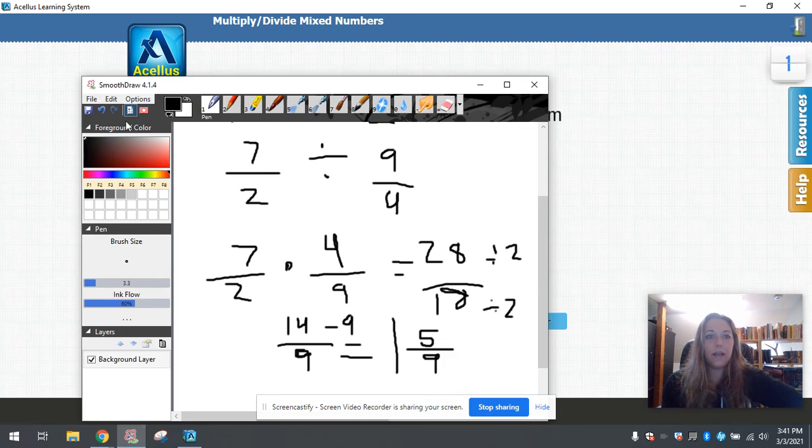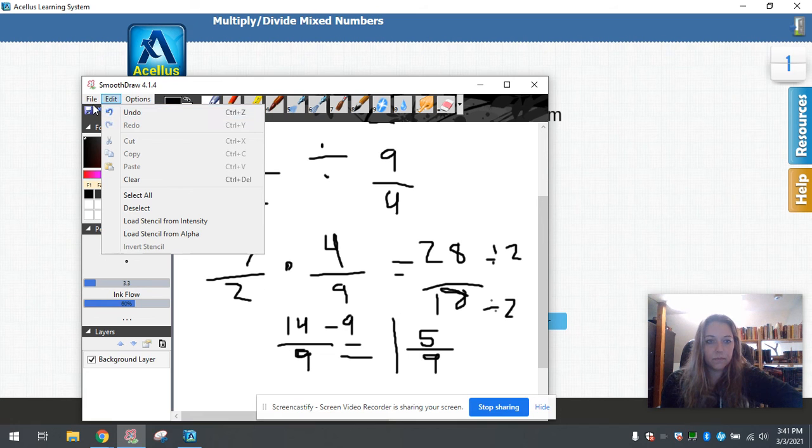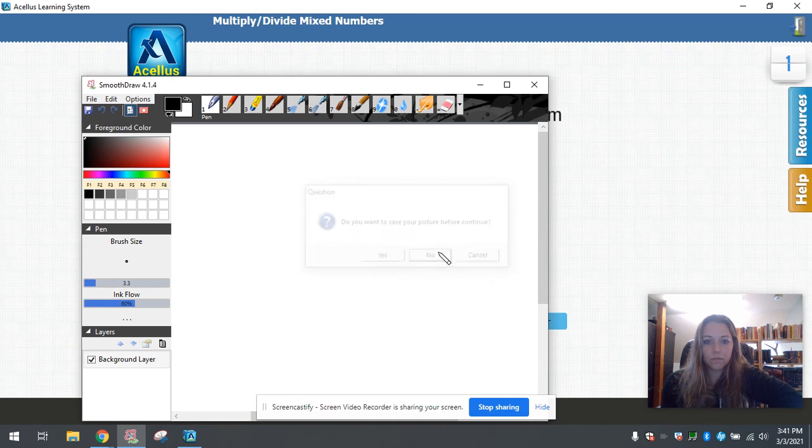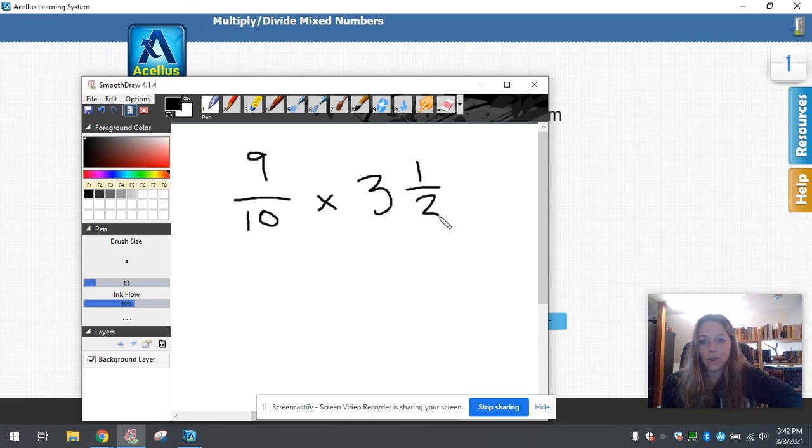9/10 times 3.5. Okay, we're going to turn these into improper fractions if they're mixed numbers. This isn't a mixed number, so it's already a nice, neat fraction form. Copy it down. Times 2 times 3 is 6, plus 1 is 7. 7 over 2.